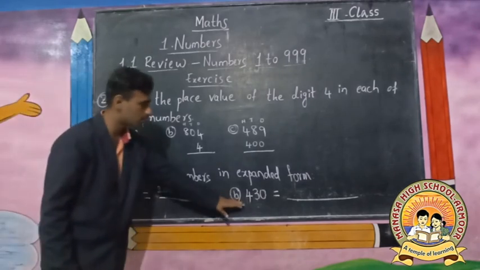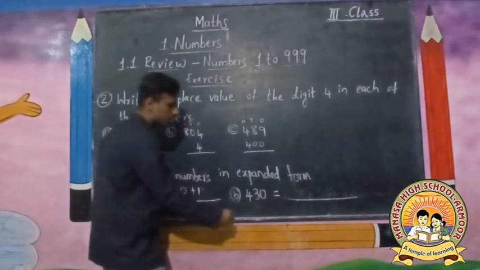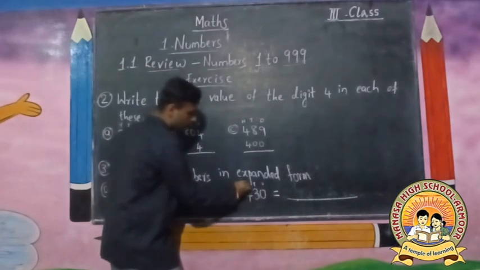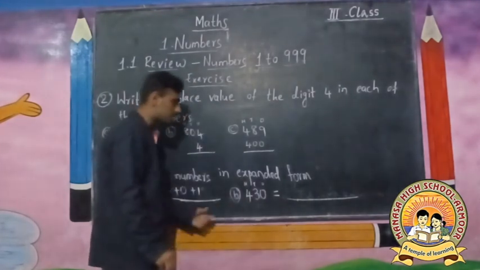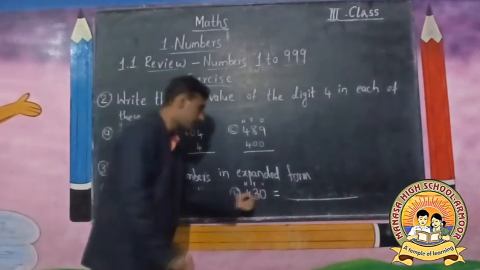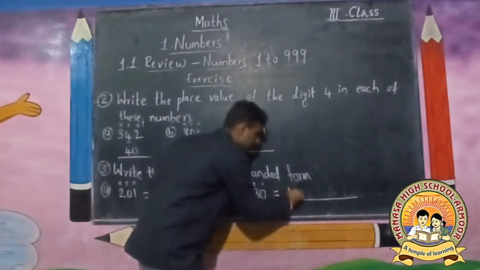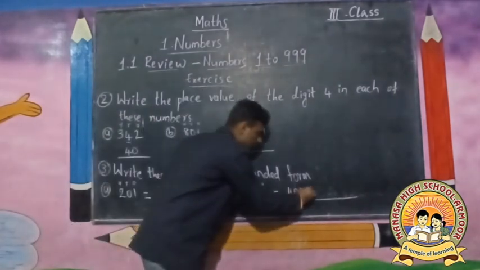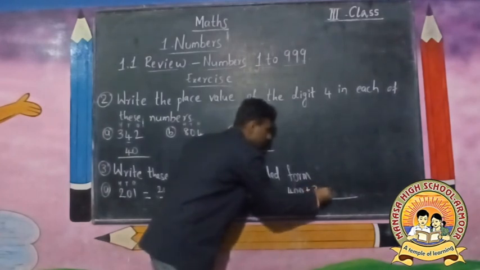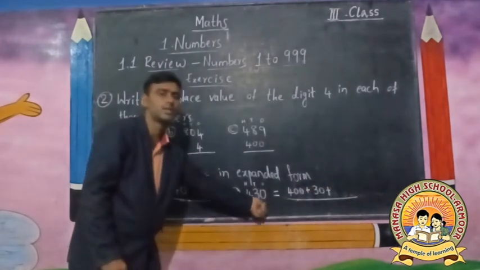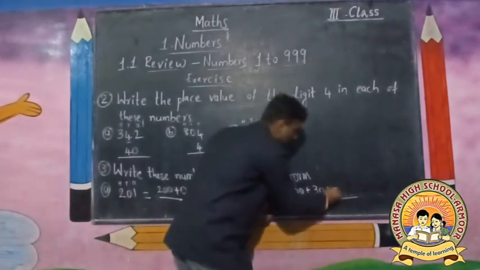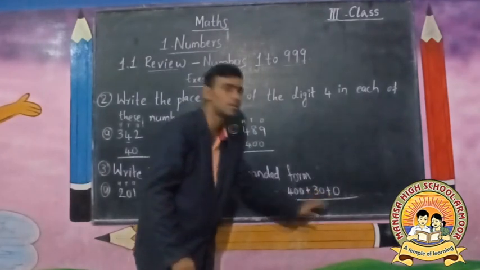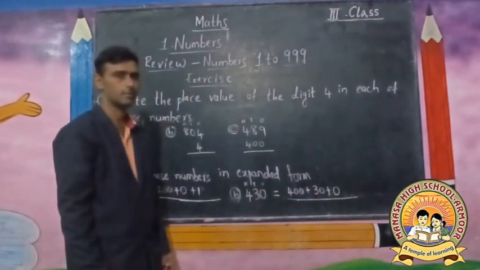Let us go to next question. 430. Here 0 in ones place, 3 in tens place, 4 in 100 place. So what is the place value of 4 here? Yes, answer is 400. Then what is the place value of 3 here? It is 30. Then what is the place value of 0? The place value of 0 is 0. So answer is 400 plus 30 plus 0. This is the expanded form.